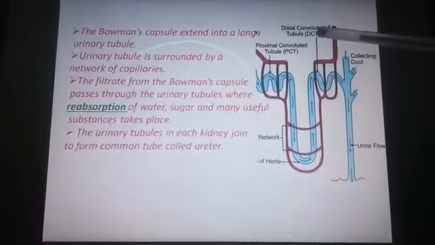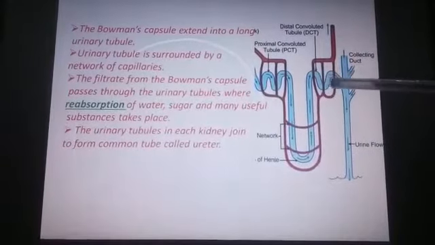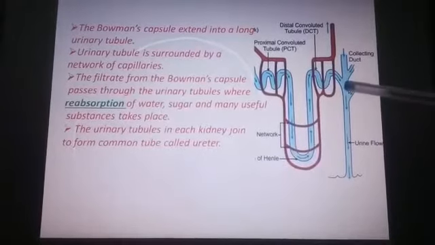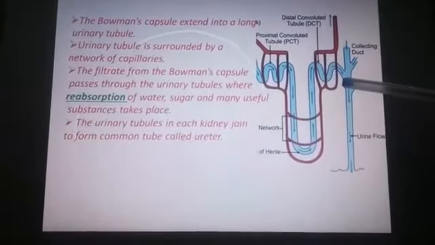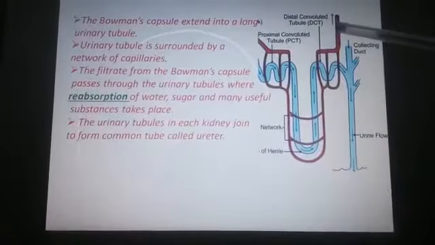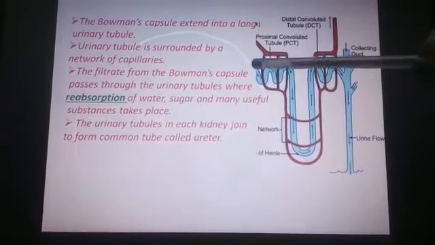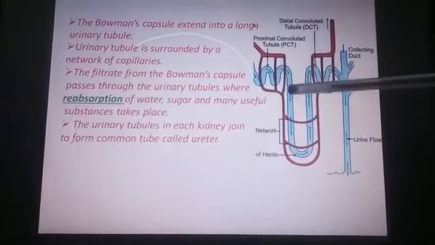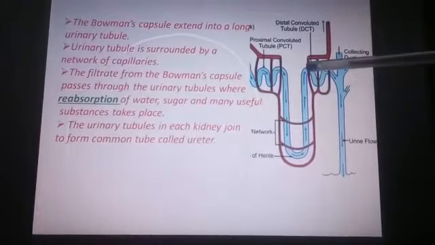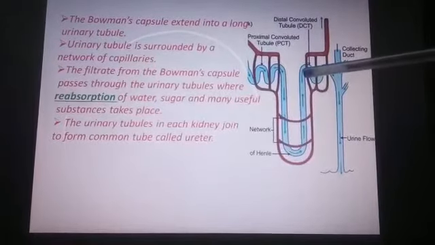The Bowman's capsule extends in the form of a long urinary tubule. You can see this structure, the blue colored structure, is the urinary tubule. This urinary tubule is surrounded by a network of blood capillaries. The filtrate from the Bowman's capsule passes through the urinary tubules. Here you can see the arrow. These arrows show the movement of filtrate across the urinary tubule.